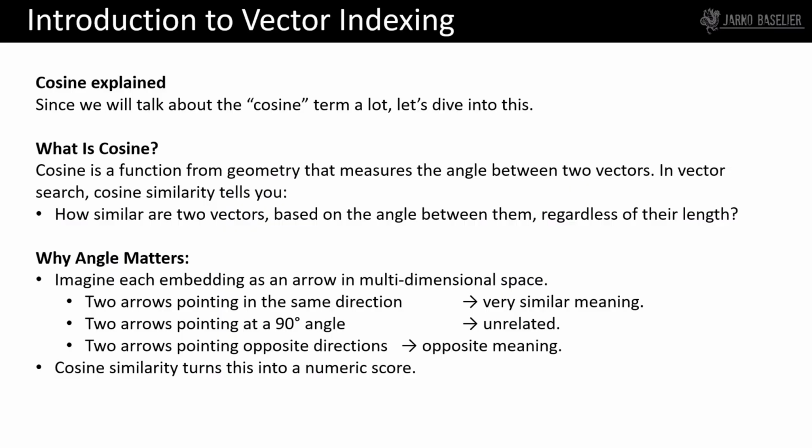Why the angle matters? Well, imagine each embedding as an arrow in multi-dimensional space. Two arrows pointing in the same direction means a very similar meaning. Two arrows pointing at a 90-degree angle are very much unrelated, and two arrows pointing in opposite directions have opposite meaning to each other. Cosine similarity turns this into a numeric score.